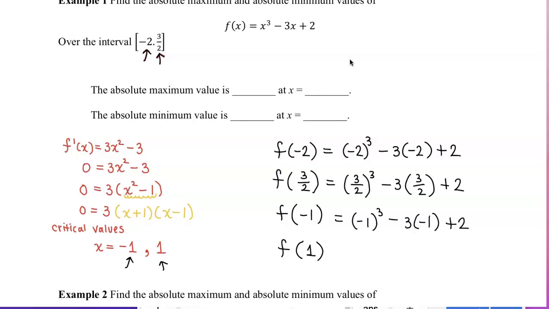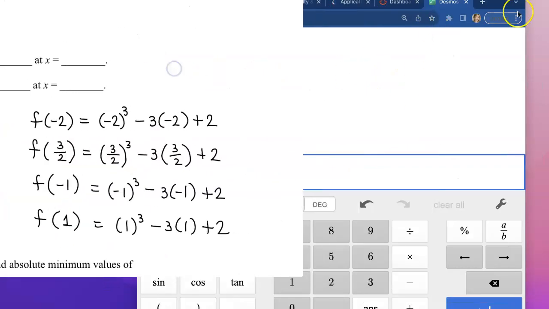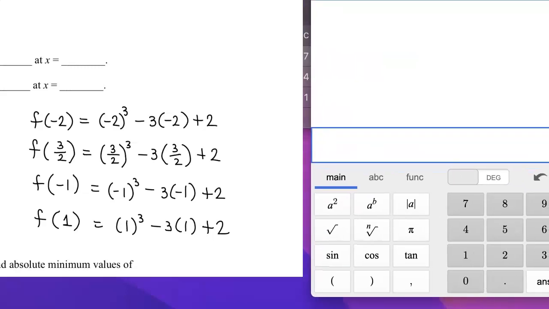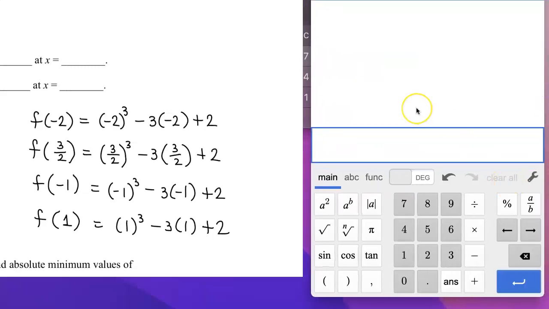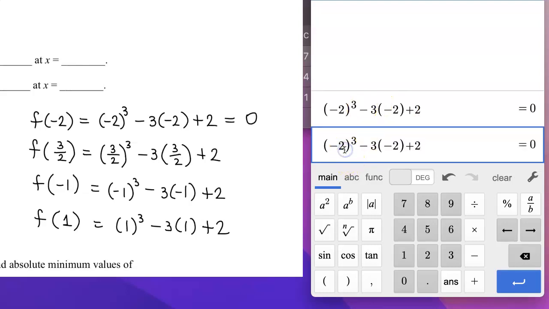Okay? But that's what you're going to have to do. Just plug in all these important numbers and see which one wins with the biggest number and which one has the smallest number. So I'm going to go and use a calculator now. Give me 1 second. All right, let's see. So I start with the first one. -2 cubed minus 3 times -2 plus 2. So that's the first answer, and that's 0. I'm going to go to the next. I'm changing this to 3 over 2.